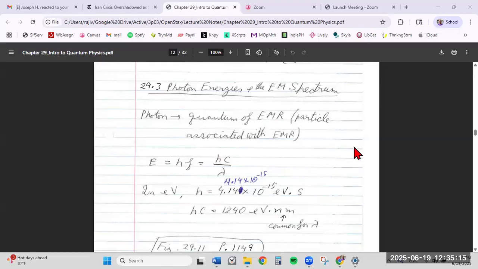We continue our discussion of quantum physics, and in this section, we will look at different energies that photons have and what constitutes the electromagnetic spectrum. So far, we have learned that the reason quantum physics came about as a break from classical physics was that classical physics was unable to explain the exact shape of the black body radiation. So in order to explain that, Max Planck came up with the idea of quantization.